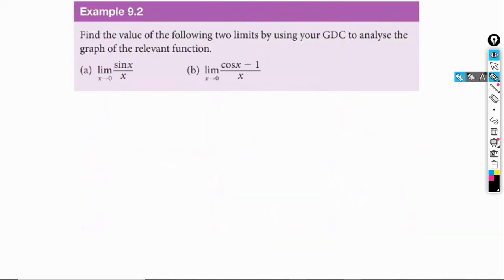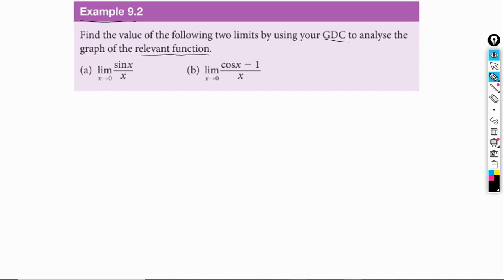All right, so next we are on example 9.2, and here they ask us to find the value of the following two limits by using your graphing display calculator to analyze the graph of the relevant function.